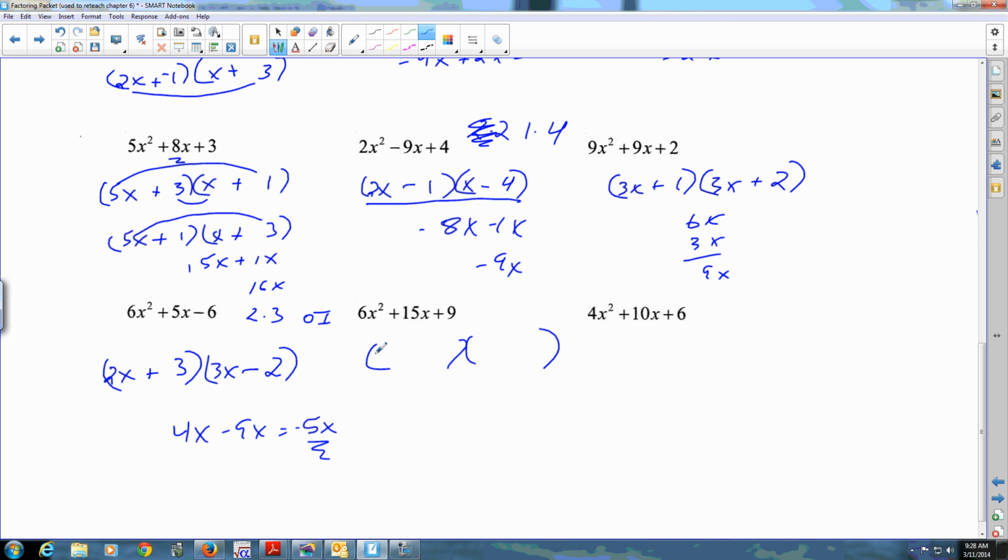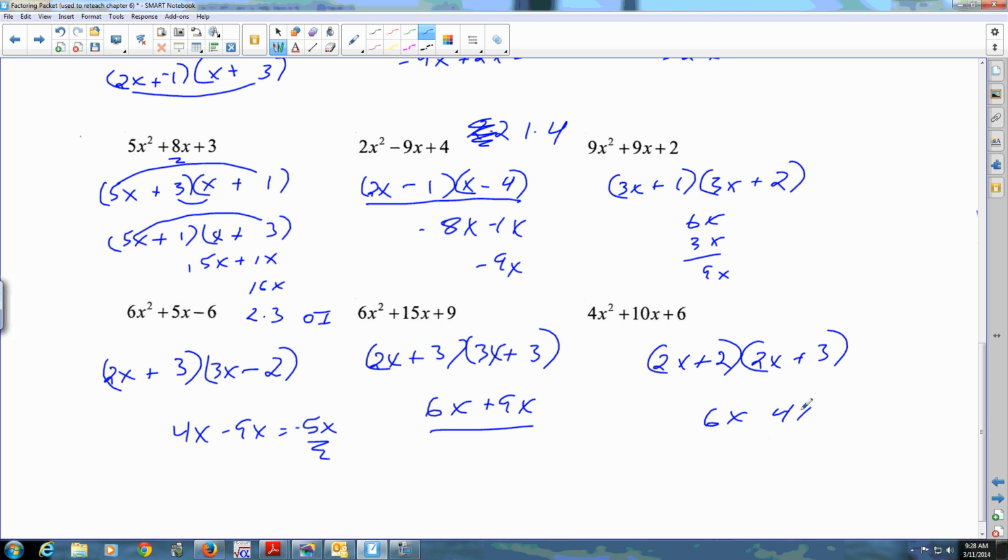Okay, so I'm going to go with 2x and 3x. 9, yikes, it's 3 and 3. They're both positive. Check the outside, 6x, inside, 9x, 15x. We got it. Okay, 2x and 2x. 2 and 3. See what happens. They're both plus. Outside, 6x, inside, 4x. You're adding 10x. You got it. Okay?